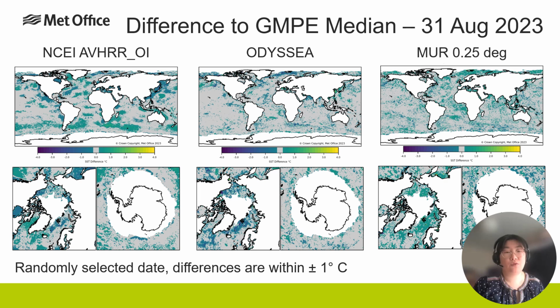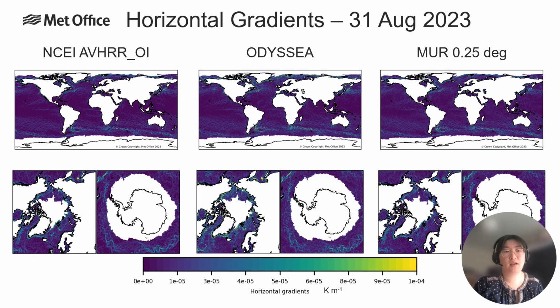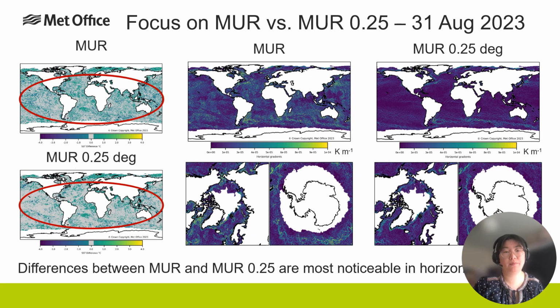But again, for all three analyses, the difference to GMPE medium is within a relatively small threshold, so it looks all normal. The horizontal gradients, again, similar to winter results, the high gradients are exactly where we expect them to be. But for more detailed analysis, we would probably like to zoom into each individual region since this is looking global. But here, just to glance at the results, it all looks very sensible.